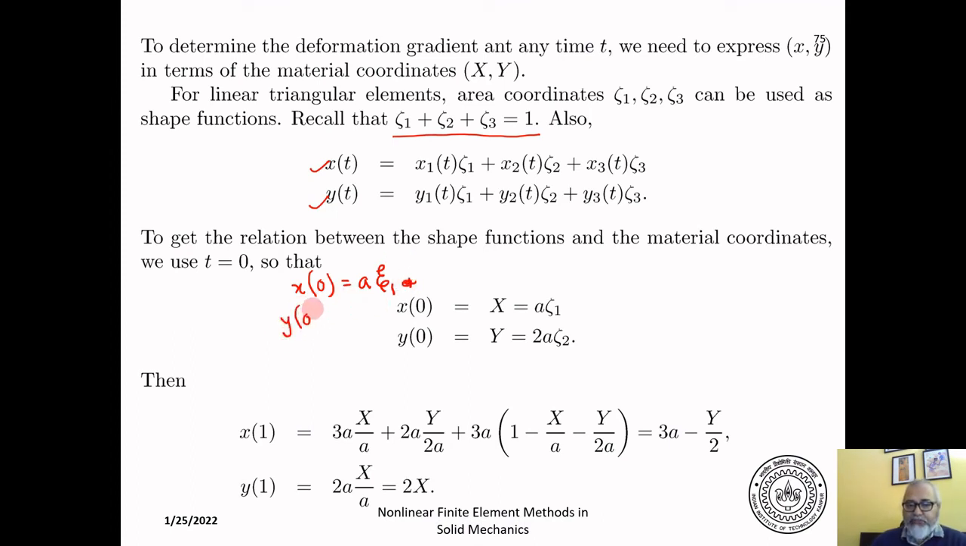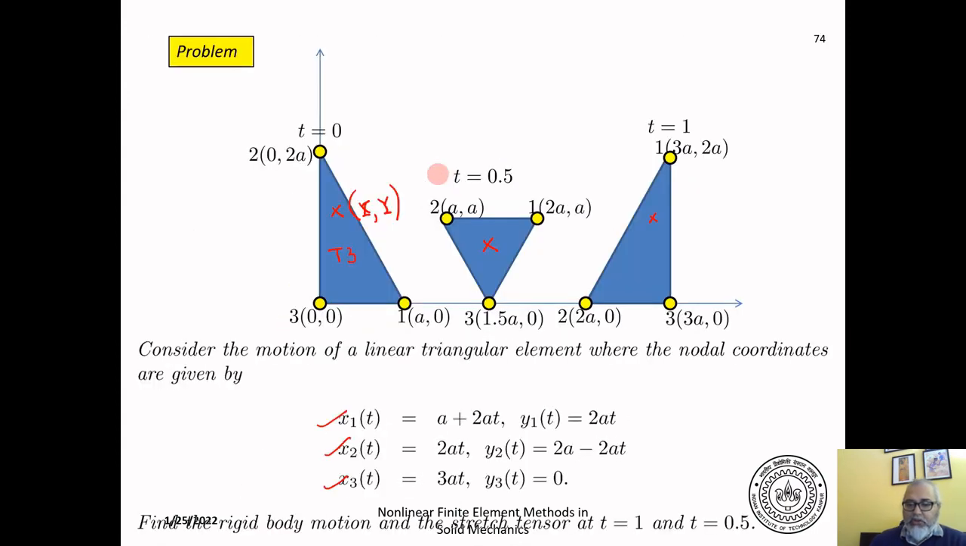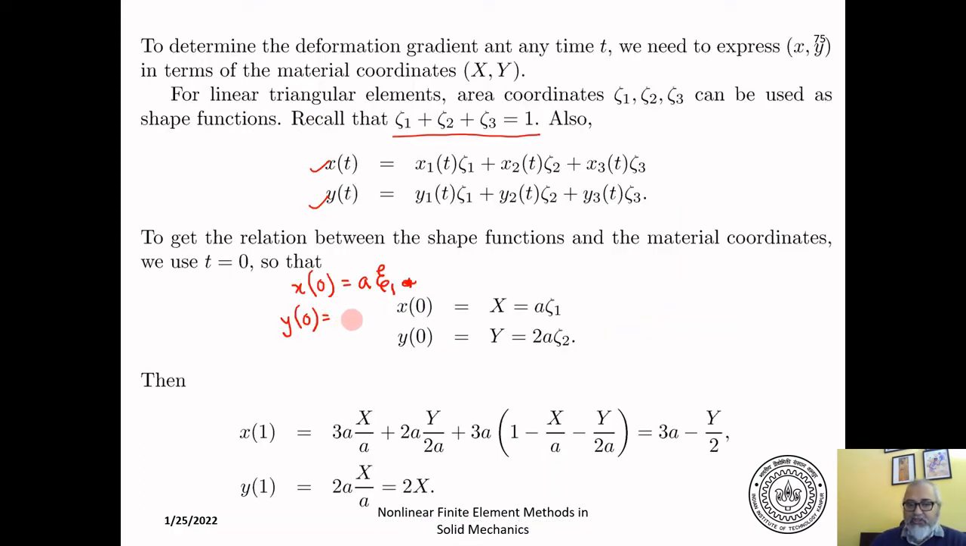y1 at 0 is 0. y2 at 0 is 2a, and y3 at 0 is 0. So this simply is 2a, and y at 0 is zeta 2. So this is my capital X, and this is my capital Y. This is because t equal to 0 is the initial configuration.